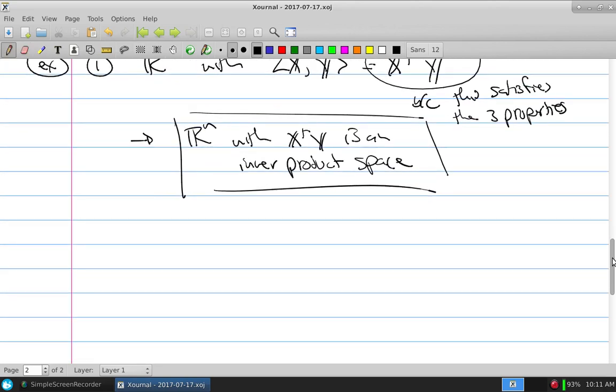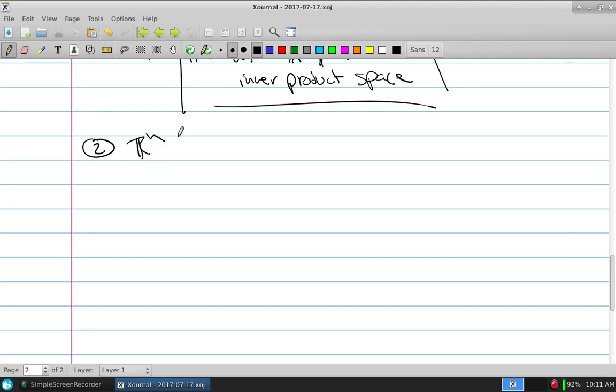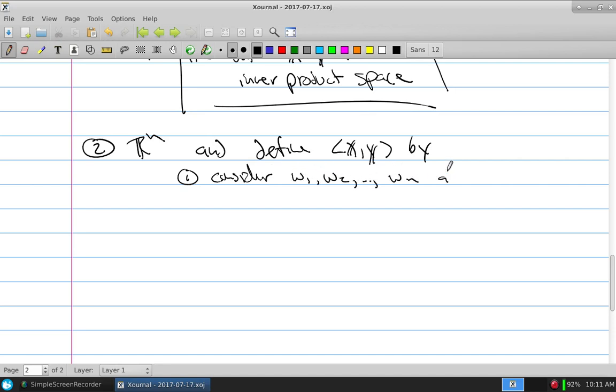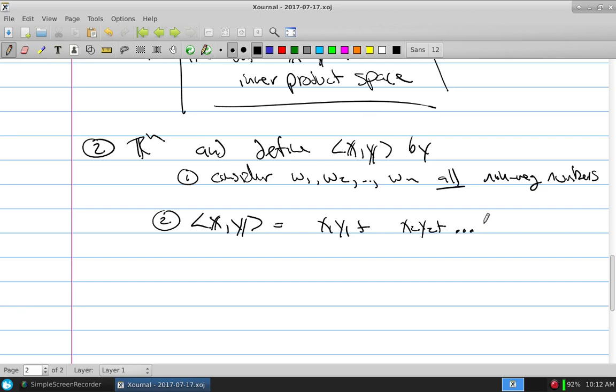So if I wanted to, I could just tweak this and make something that's a little bit different. Let's consider Rn. That's my vector space. And then I'm going to define my inner product by, one, considering W1, W2, up to Wn, all non-negative numbers. I'm just going to pick some non-negative numbers. I don't care what. Two, I'm going to say that xy, normally the normal scalar product is x1 y1 plus x2 y2 plus everything up to xn yn, right? That's the normal scalar product.